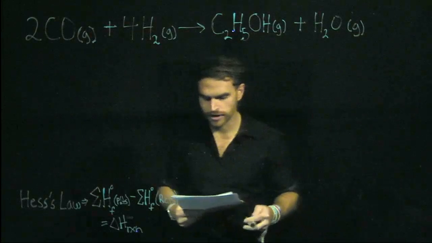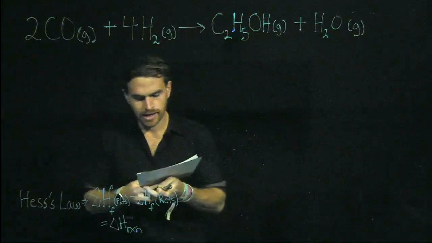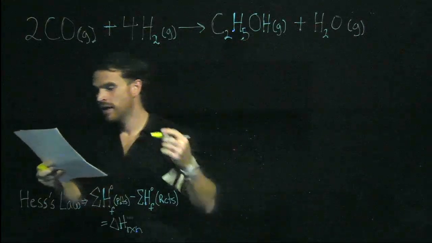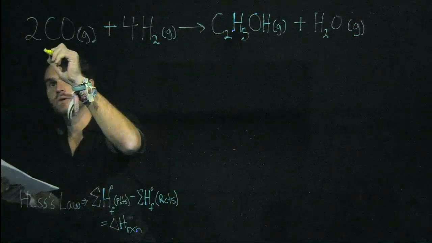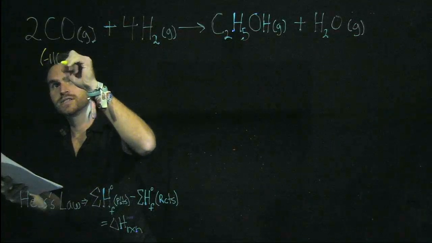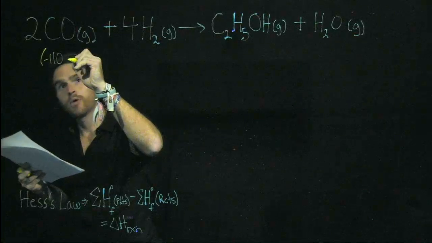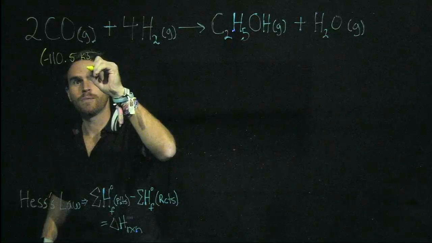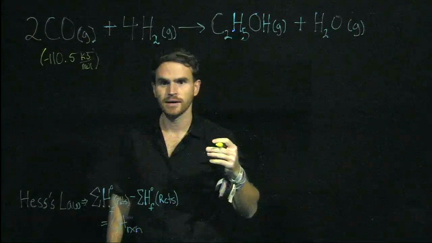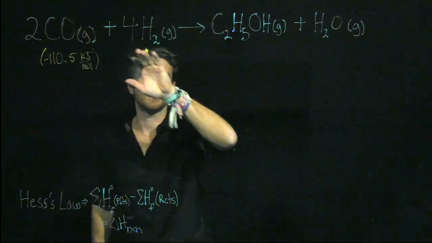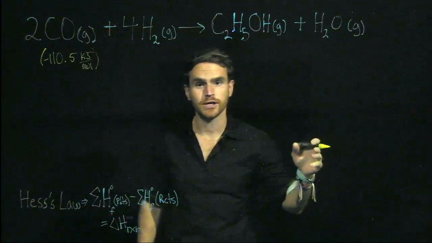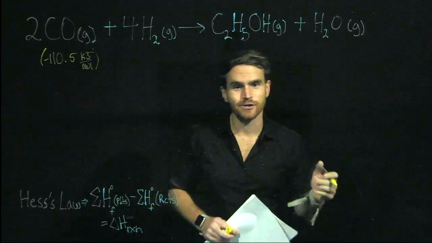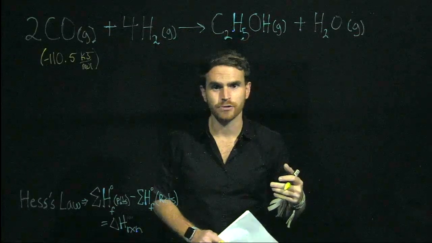In your table, you can see that the enthalpy of formation for carbon monoxide, or CO, as a gas is given to you with a value of negative 110.5 kilojoules per mole. This per mole is important because we're going to use our stoichiometric coefficients to figure out how many moles we're actually using.